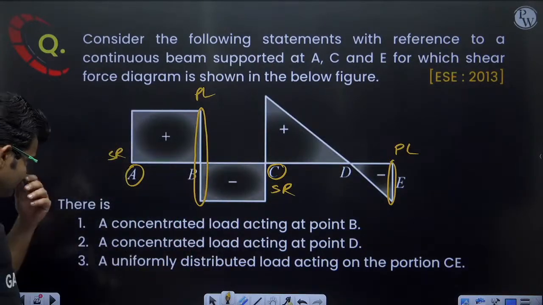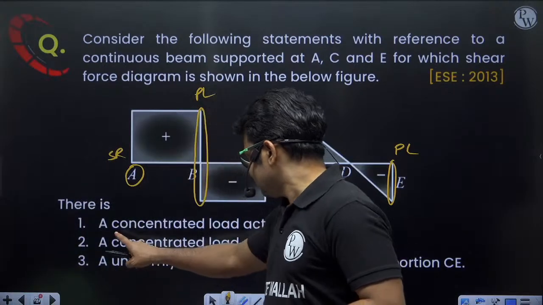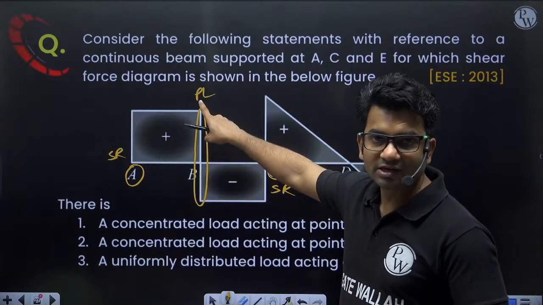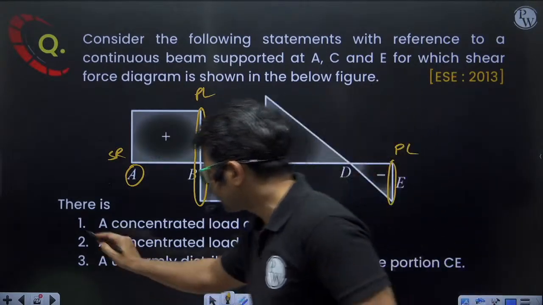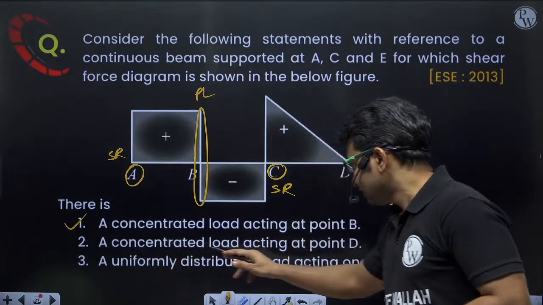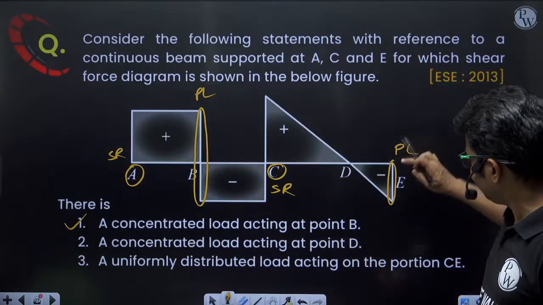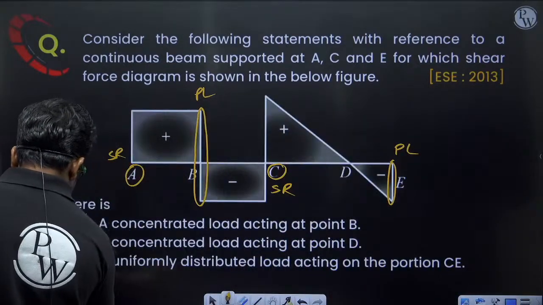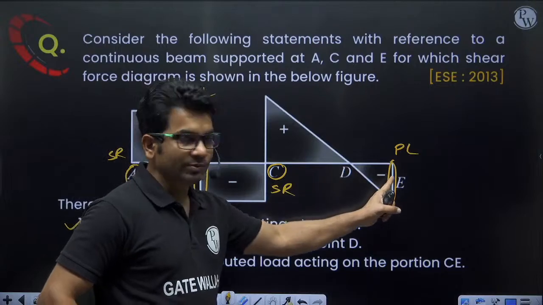Now let us see these statements. There is a concentrated load acting at point B. Definitely there is a concentrated load. So the first statement is correct. Second statement: a concentrated load acting at point D. At point D, no. Concentrated load is not acting at point D.